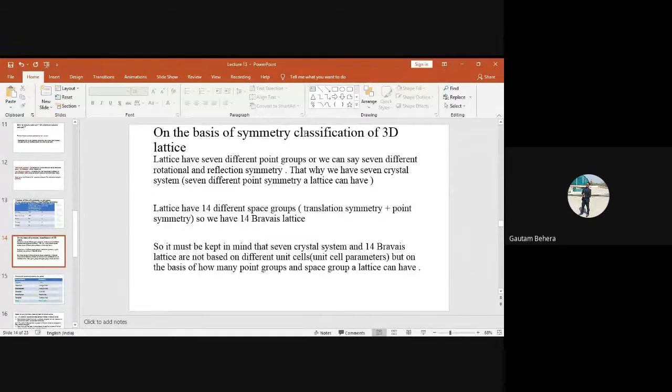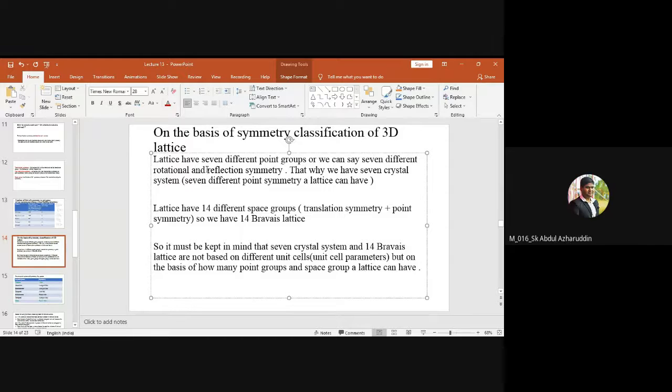On the basis of symmetry, classification of 3D lattices. How many of you remember, if you take a periodic set of points and want to make a 3D lattice, how many possible arrangements are there? Sir, 14. 14, very good. And if you want to make a 2D lattice, then 7.